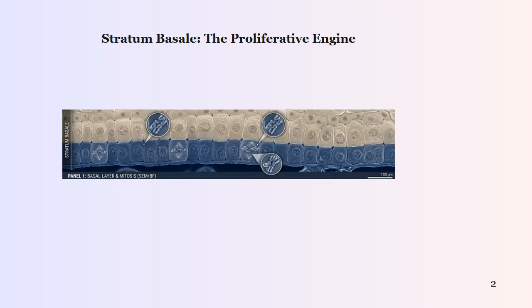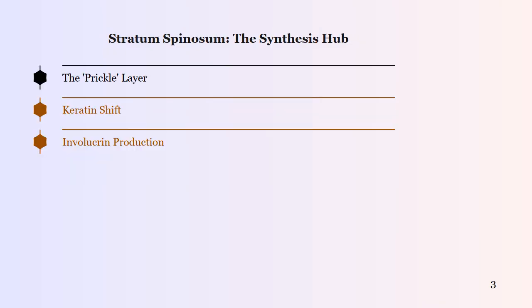the stratum spinosum. 3. Stratum spinosum, the synthesis hub. The prickle layer, named for its spiny appearance under microscopy, caused by desmosomes, cell-to-cell bridges that resist mechanical stress. Keratin shift: cells stop producing K5 and K14 and switch to K1 and K10, which are larger, more robust keratins specialized for terminal differentiation.